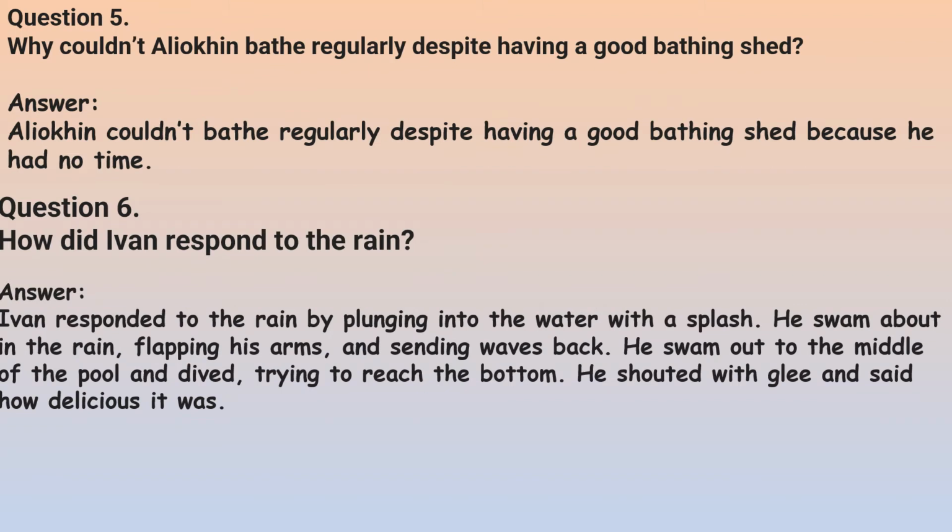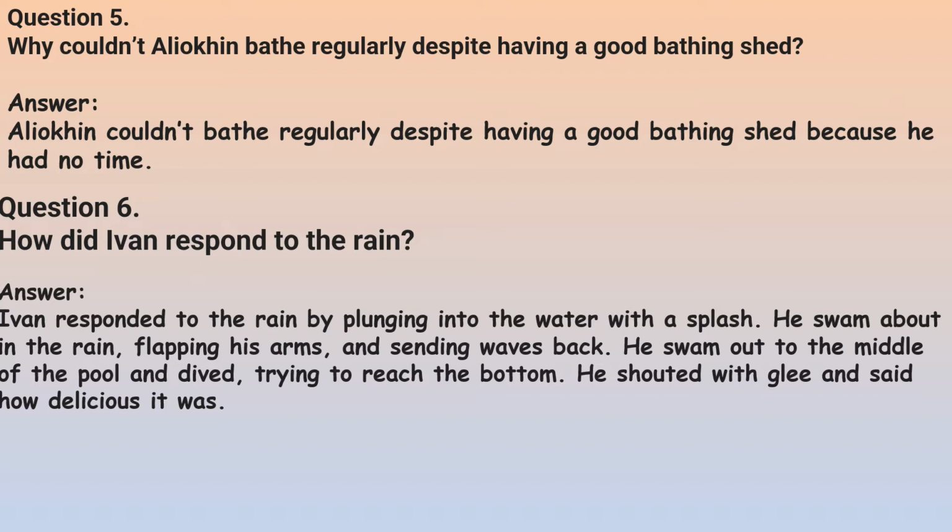Question number 5. Why couldn't Alyokhin bathe regularly despite having a good bathing shed? Alyokhin has a good bathing shed, but he could not regularly bathe himself. Why? Alyokhin couldn't bathe regularly despite having a good bathing shed because he had no time. He was busy with his farming work in the field.